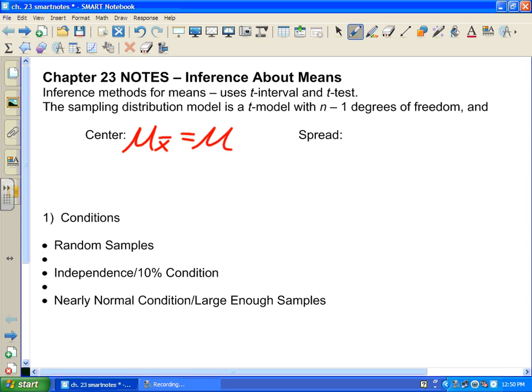And then the spread is always standard deviation. So this is easier. Standard deviation of all the means is standard deviation over n. Standard deviation over radical n.